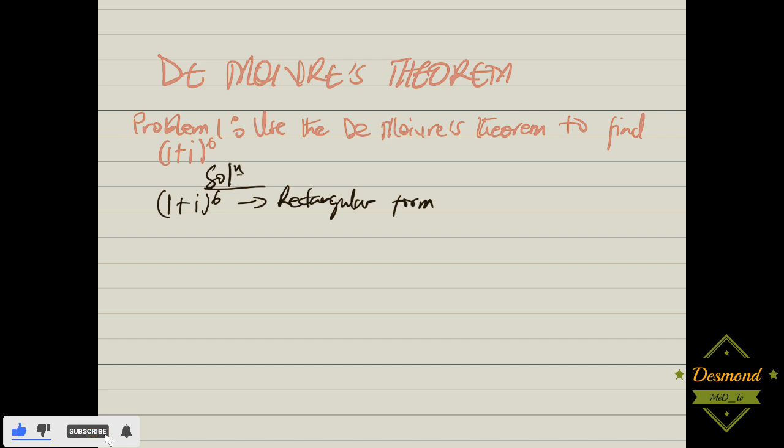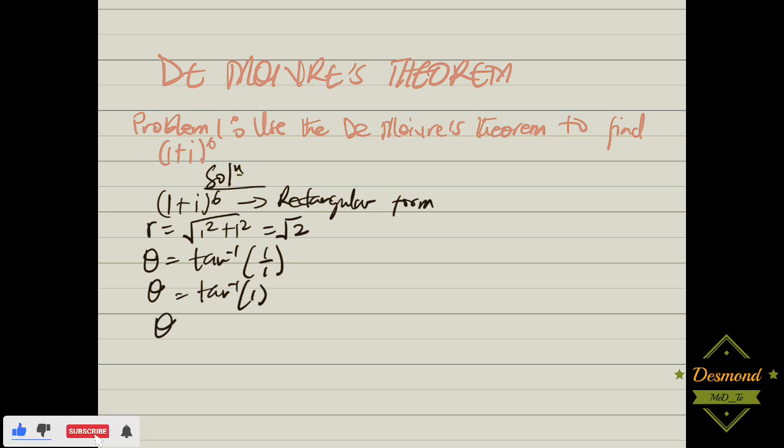The modulus of a complex number is r, which is equal to the root of 1 squared plus 1 squared, and our answer here is root 2. Now, the argument of the complex number, theta, should be equal to tan inverse of 1 on 1. So tan inverse of 1, theta is pi on 4.